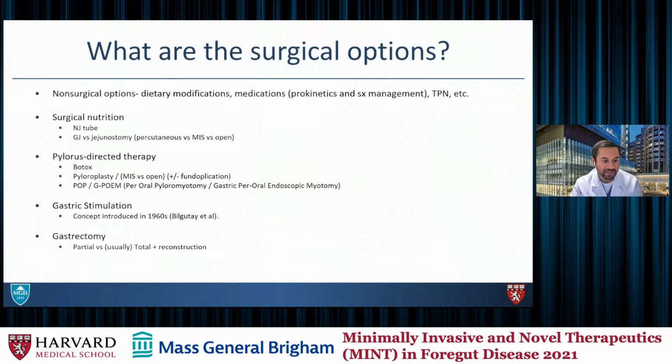Other therapy options include gastric stimulation, which was first introduced in the 1960s by Bill Gute and his team. And now there are the new devices from Medtronic, of which I've actually placed two, with variable outcomes. The last option would be a gastrectomy. This is a last-ditch approach for patients that are refractory to all the other therapies that I've mentioned.